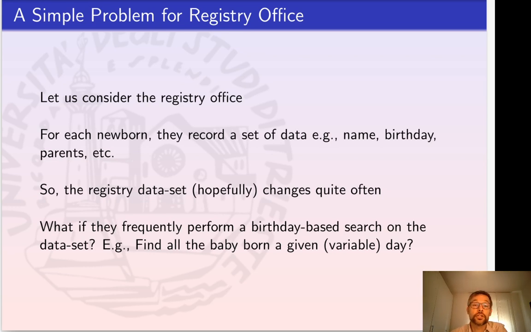Let us consider a very simple example, which is an example in which we are dealing with a registry office. The registry office is the office where newborns are registered, and of course for each newborn we want to record some kind of data. So for instance, the name of the parents, the birthday, and so on and so forth.